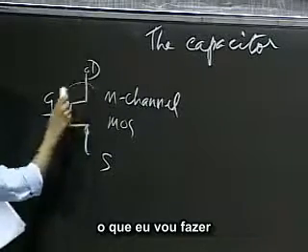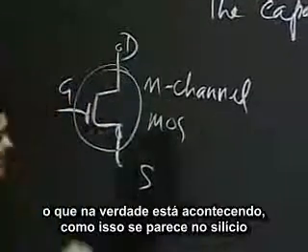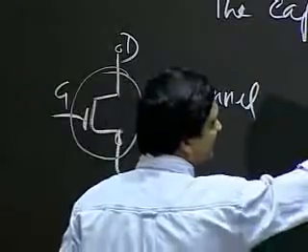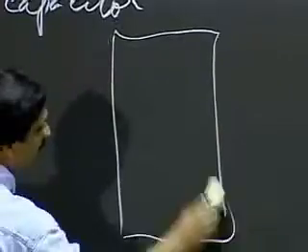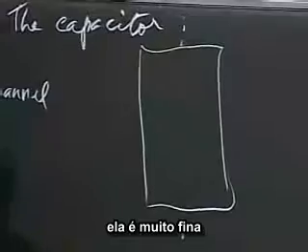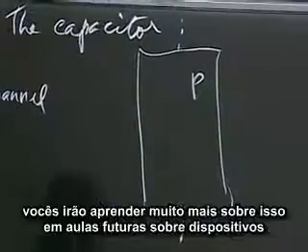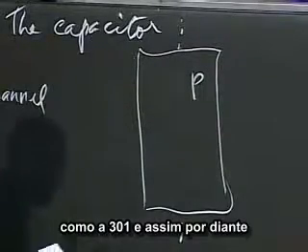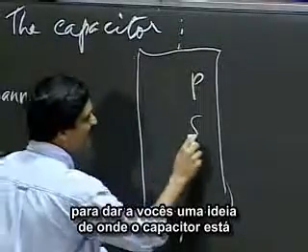And what I'm going to do is dissect this and show you what's actually happening, what this looks like on silicon. Okay, so the MOSFET is, here's my slab of silicon. It's very thin. I won't go into details here. You'll learn a lot more about this in future device classes like 301 and so on. But suffice it to say, I'll just introduce it here to give you a sense of where the capacitor is.